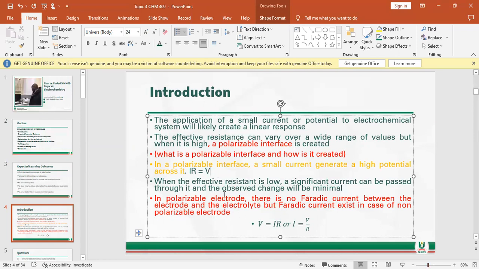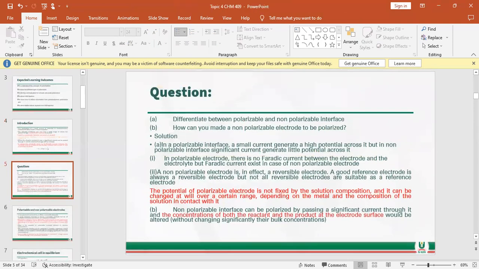So this is the relationship as I've stated before. You can try some of these questions yourself: differentiate between polarizable and non-polarizable interface. How can you make a non-polarizable electrode to be polarized? That means you increase the current. When you increase the current beyond a certain threshold, it will become a polarized interface. So in a polarizable interface, a small current generates a high potential across it, but in a non-polarizable interface, significant current generates little potential across it.